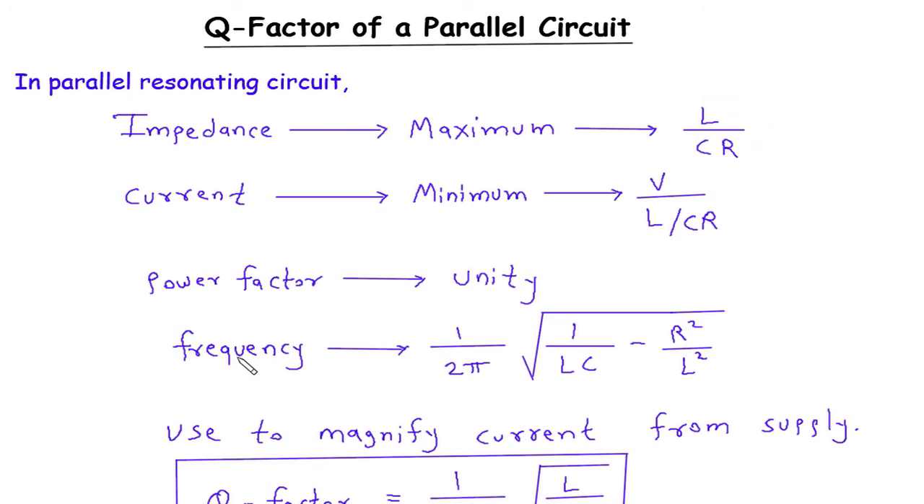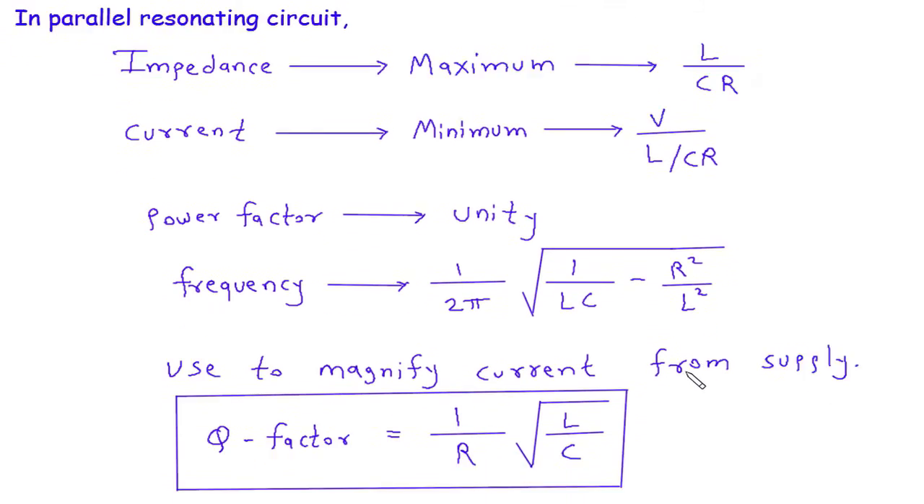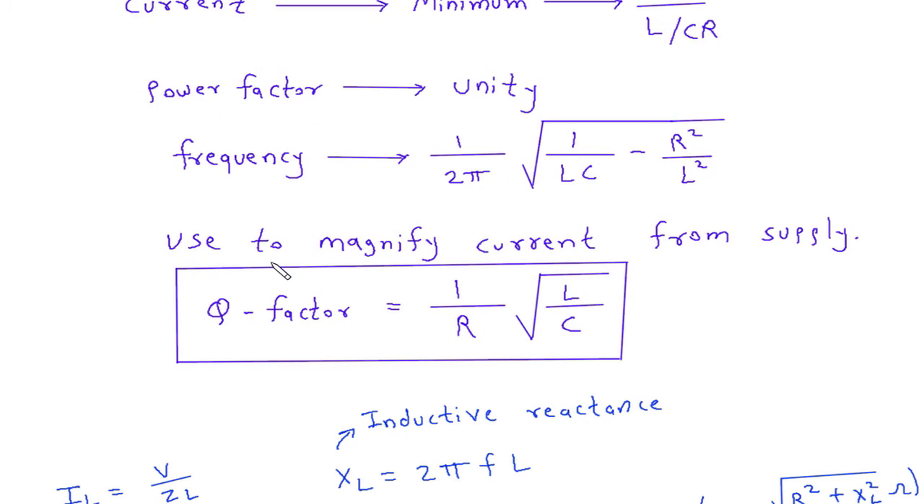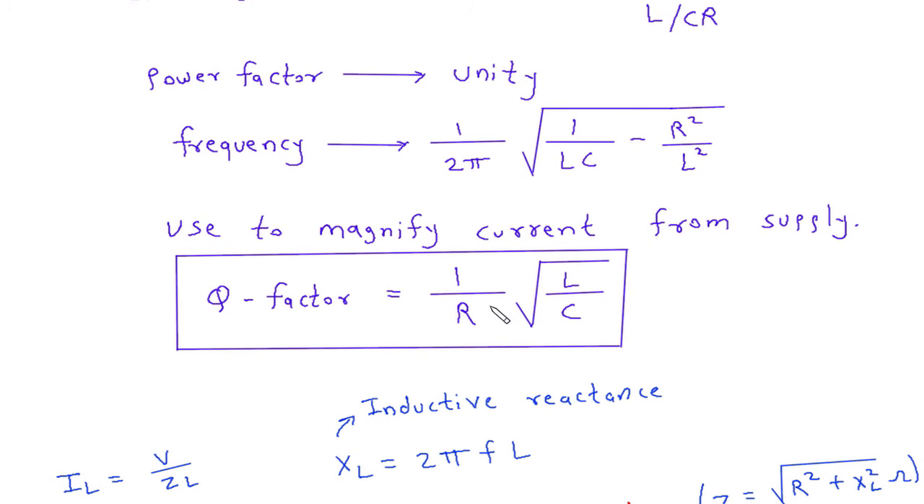In a parallel resonating circuit, frequency is given by 1 upon 2 pi under root of 1 upon LC minus R square by L square. The parallel resonating circuit is used to magnify current from the supply. Q factor is equal to 1 upon R under root of L by C. This is the same as in a series resonating circuit. The quality factor for a parallel resonating circuit and a series resonant circuit is the same.